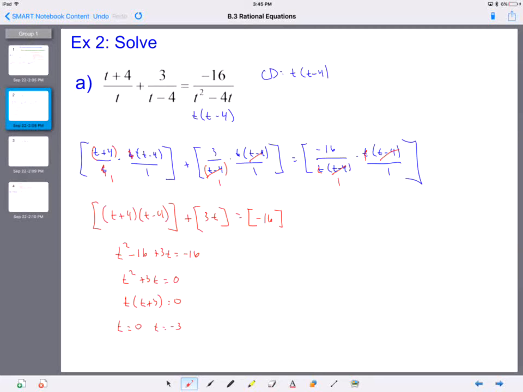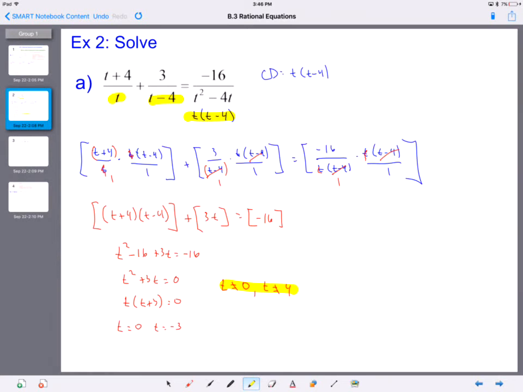We need to check it against our restriction. So kind of that step 2, but I'm doing it later on, which is fine. You just need to know what t cannot equal. So t cannot equal 0 and t cannot equal 4. Where am I getting these things from? That comes back from the factors of the denominator. So these are the values that t cannot equal, 0 and 4.